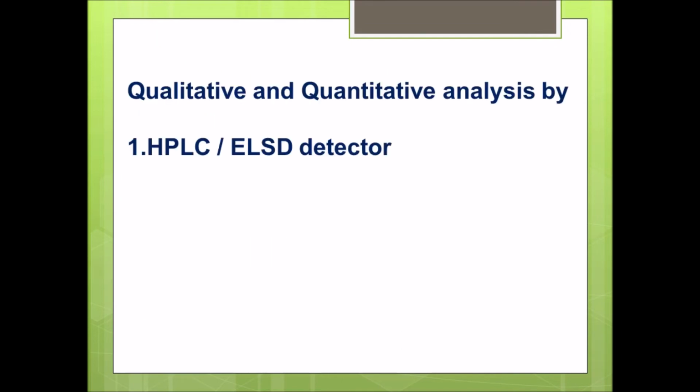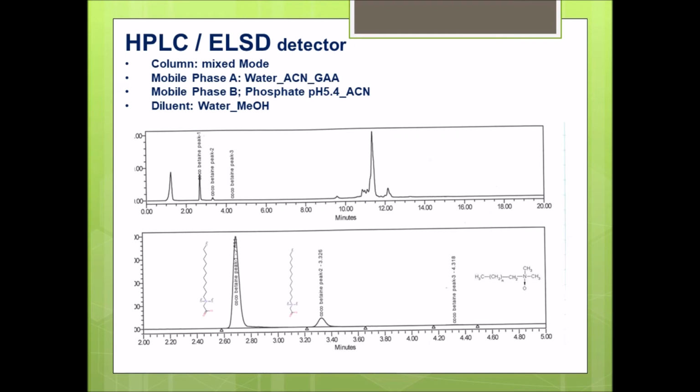For the qualitative and quantitative analysis, I'm going to talk about HPLC with an ELSD detector. Maybe there are other methods out there, but this is the only one that I'm going to talk about today. Now, this is the chromatogram of Cocobetaine in a formulation. So it is a finished product in which we are able to see Cocobetaine peaks, and we are able to do the quantitation, and to some extent we can do the grade determination.